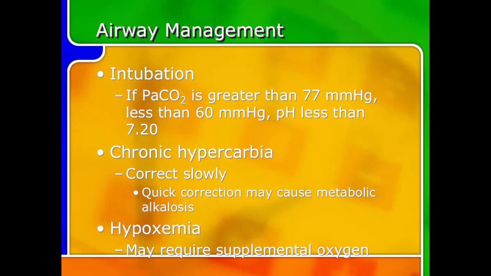Intubation if they are in respiratory distress. So if the PaCO2 is greater than 77 millimeters of mercury, a PaO2 of less than 60 millimeters of mercury, and pH less than 7.20, a lot of times they are intubated for this. Chronic hypercarbia, you want to correct that slowly. Quick correction may cause metabolic alkalosis. This can be due to excessive retention of bicarbonate. Hypoxemia may require supplemental oxygen.